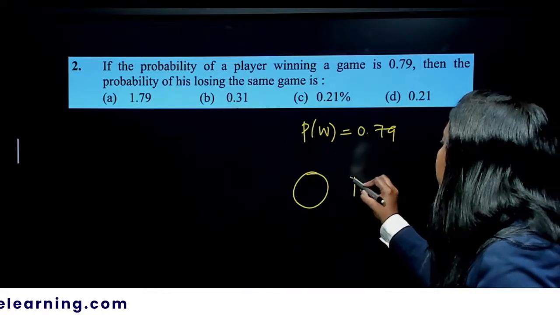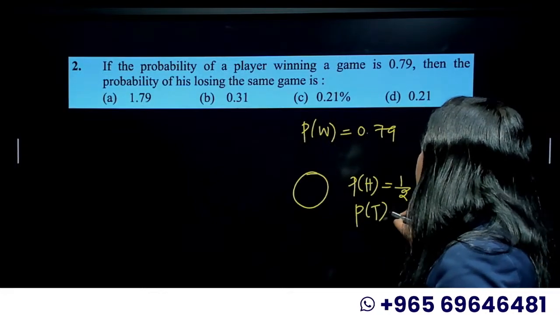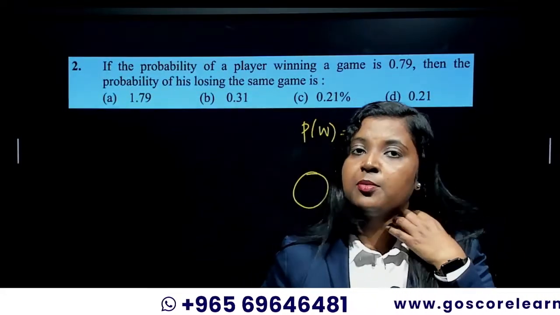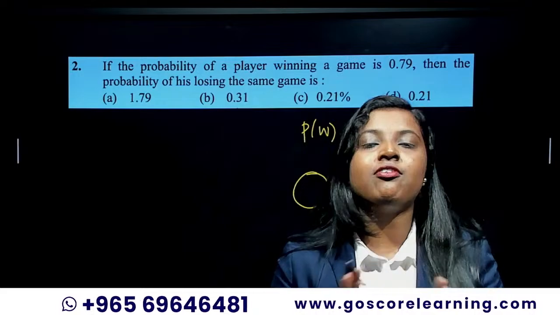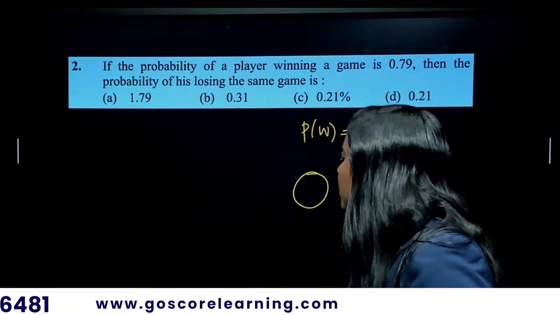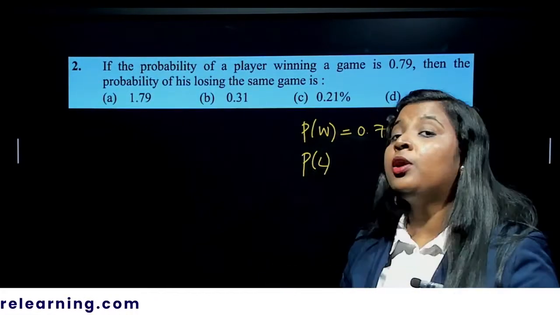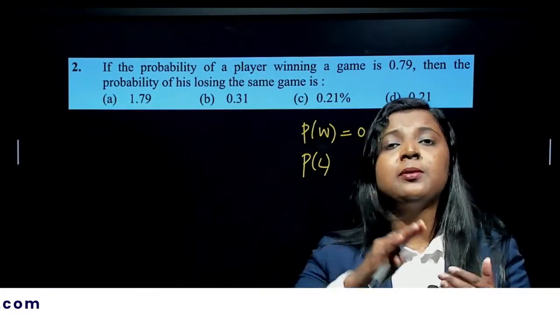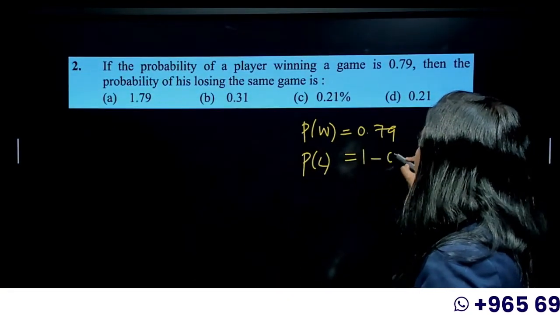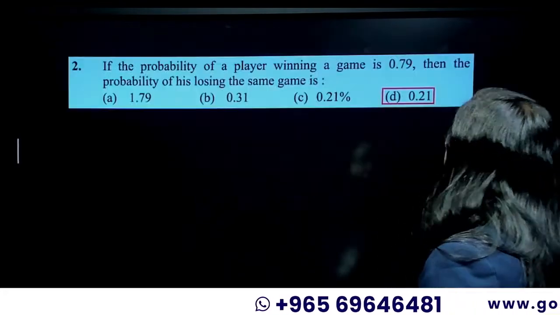The probability of getting a head is equal to 1 by 2, and the probability of getting a tail is also equal to 1 by 2. So what is the total probability? It is going to be 1. Just like that, in every case, the total probability will be 1. So here in this case also, the total probability must be 1. The probability of him winning the game is equal to 0.79. So what will be the probability of him not winning the game? 1 minus 0.79, which is equal to 0.21. So option D is the correct answer.